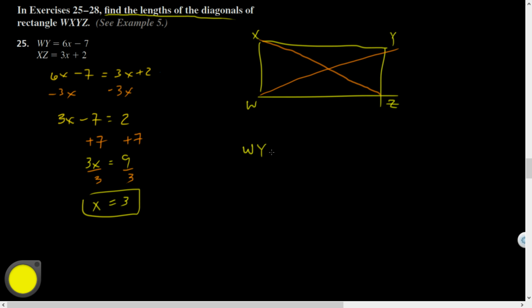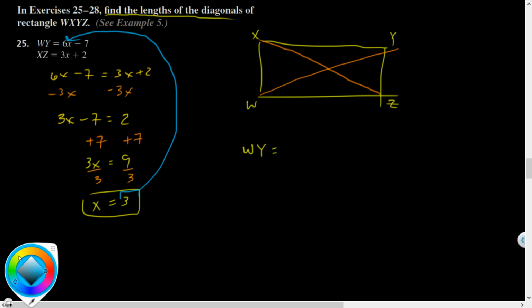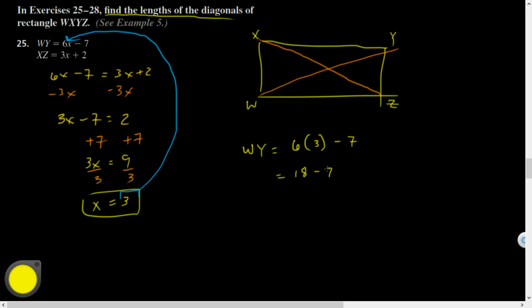So let's see. If I want to find WY, what could I do? Yeah, just plug x in. Right there. So I'm going to have 6 times 3 minus 7. That's 18 minus 7. That's 11, my friends. And both of those diagonals are congruent. So I'm going to say WY is equal to that, as well as XZ.